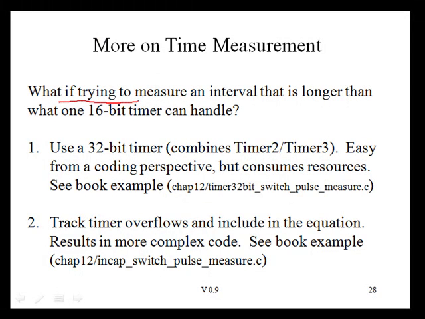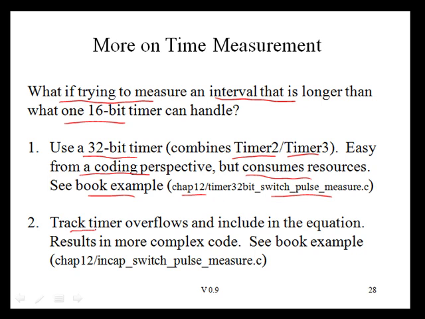What if you're trying to measure an interval that is longer than what one 16-bit timer can handle? You have a couple of choices. One is you can use a 32-bit timer by combining timer 2 and timer 3 into one timer. This is easy from a coding perspective, but it's expensive in terms of CPU resources. You can see the book example that does this, Chapter 12, timer 32-bit, switch pulse measure.c.